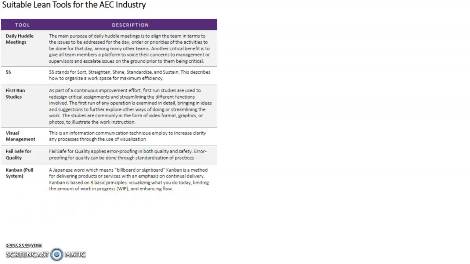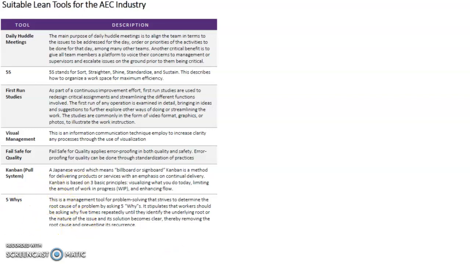The 5 whys system is also another way to make the workflow more effective. It is a management tool for problem solving that strives to determine the root cause of a problem by asking why 5 times. It stipulates that workers should keep asking why repeatedly until they identify the underlying root or nature of the issue. Once they have identified the root cause, the solution becomes clearer, and removing the root cause can prevent its reoccurrence.